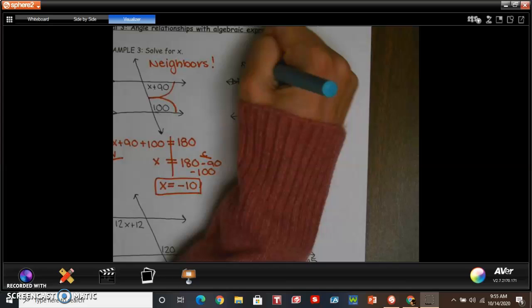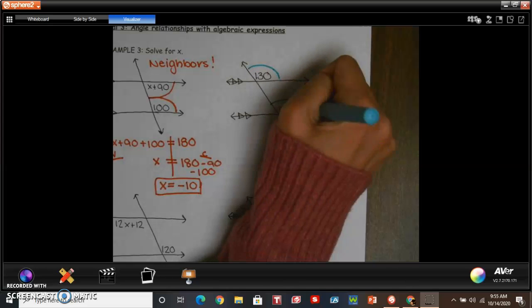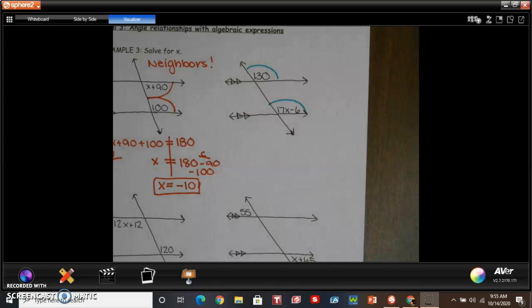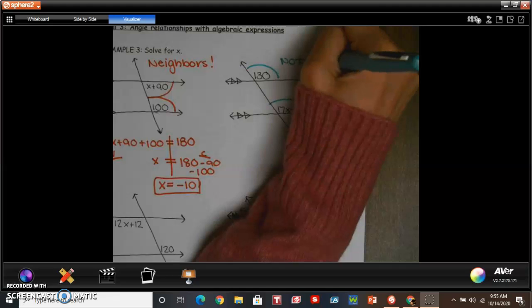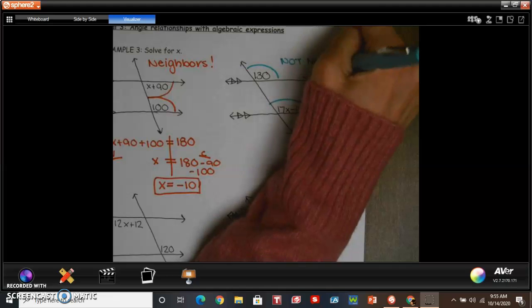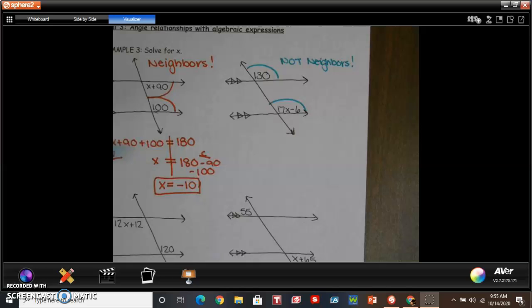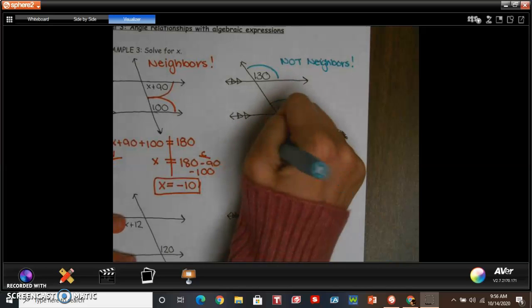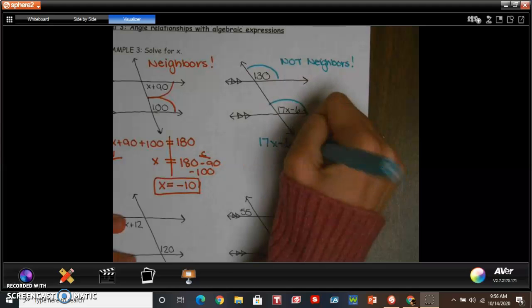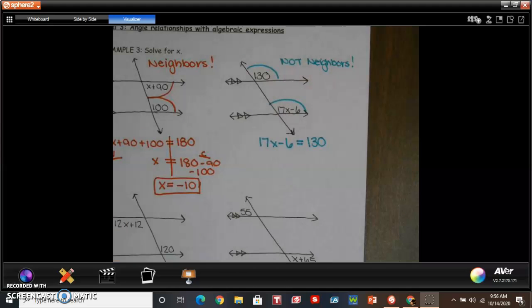We know 130, and we knew 17x minus 6. So, are we neighbors or not neighbors? We're pretty far away from each other here, so we're not neighbors. Remember, when we're not neighbors, we're equal to each other. So we can say 17x minus 6 is equal to 130. All right, let's go ahead and solve for x now.